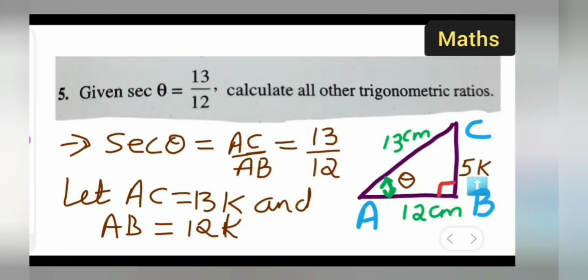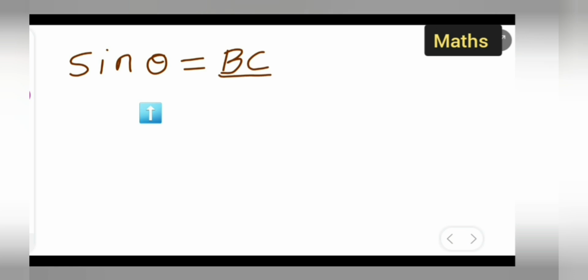Okay, so I've written here 5k because I got 5k over here. Now we need to calculate all the trigonometric ratios. All means all, because sec theta is already given, no need. So the first thing I will be finding is sine theta. Sine theta is opposite upon hypotenuse. That is BC upon AC, which is equal to 5 upon 13.